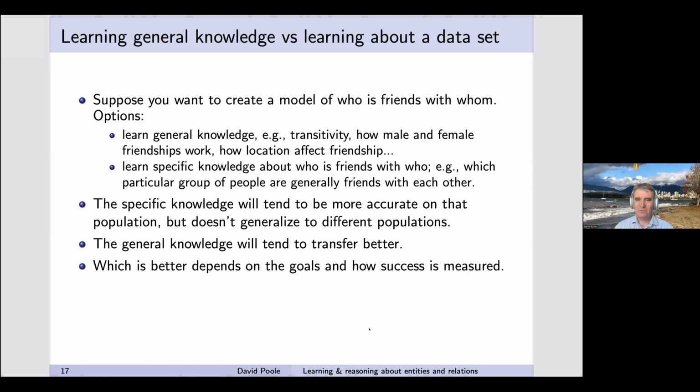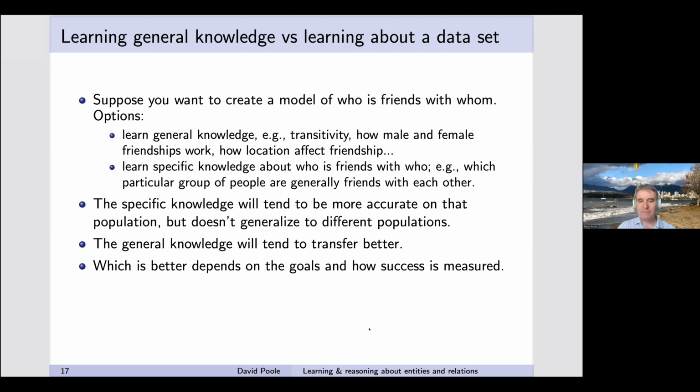The specific knowledge will tend to be more accurate on the population, but doesn't generalize to different populations. So if you're Facebook and you have the information for billions of people and you can just cluster them, it's probably what you should do. When we teach this, we try to pretend that we're learning general facts about the world, but we're typically not. Remember how SimplE+ worked: we basically learned clusters of individuals and said this cluster is related to that cluster, and nearly all of them work the same. It's just that SimplE+ is the one where we can explain what's going on.